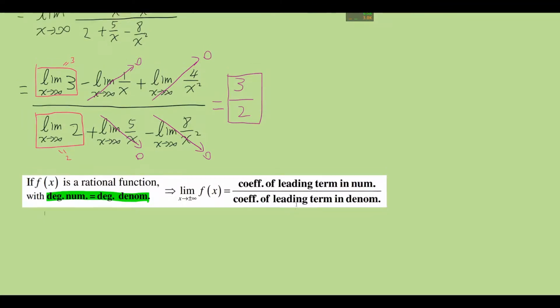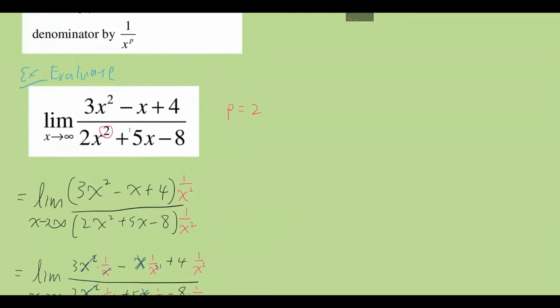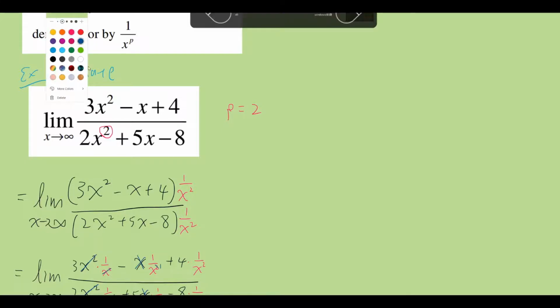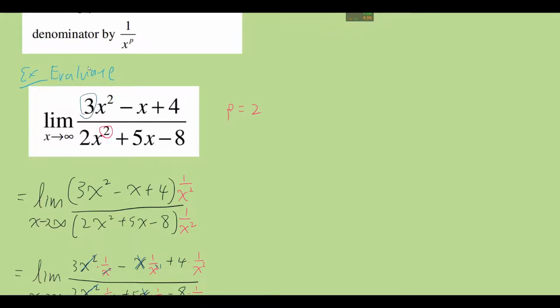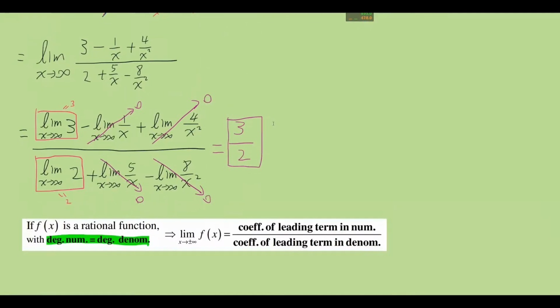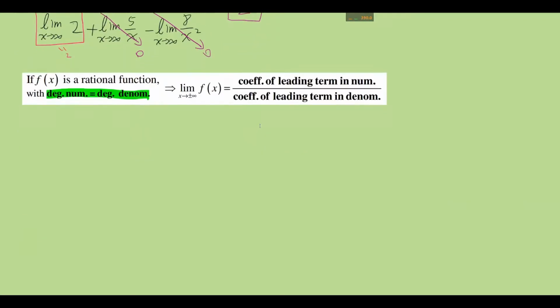So let's go back to the original question. The leading coefficient in the numerator is a 3. And the leading coefficient of the denominator is a 2. 3 over 2, that is our limit. And that's not a coincidence. Let me show you another one.